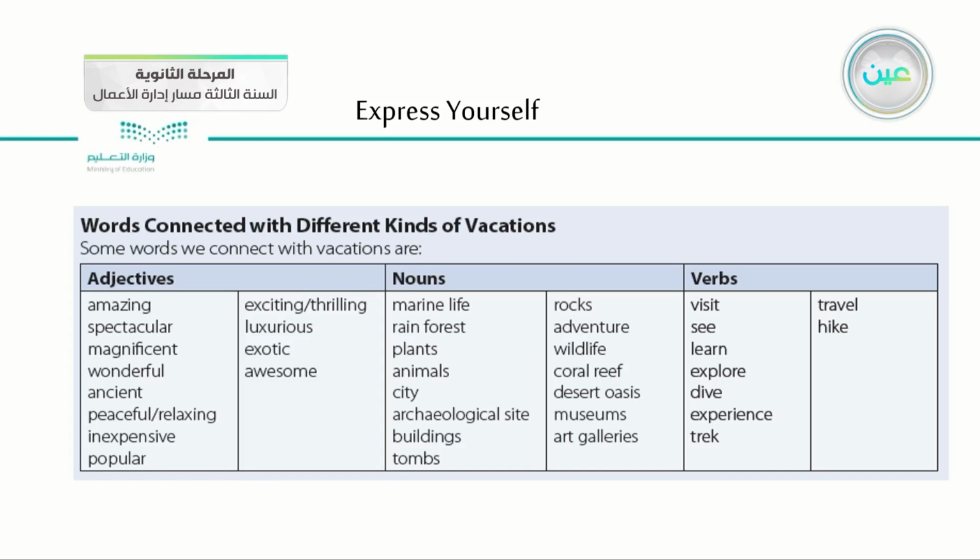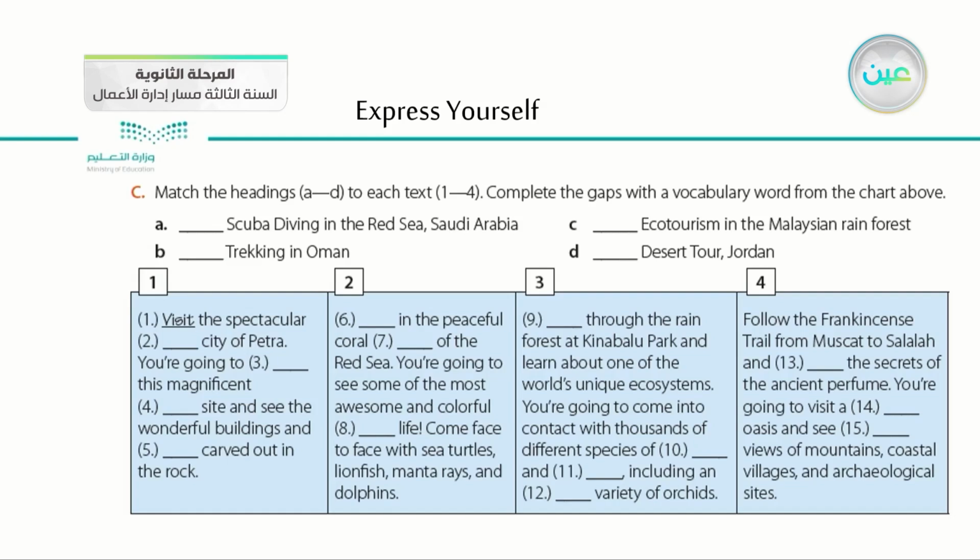So this is a very important list. You have to know them all. And it's divided into adjectives, nouns, and verbs. So try to think about them and know their meanings. As you see here, we have an exercise related to the recent topics that we have discussed. Let's go over it together. Match the headings A to D to each text 1-4. Complete the gaps with a vocabulary word from the chart above. Here we have 1, 2, 3, 4 charts, and as you see, we'll link them with the sentences or statements here. Let's see it together, guys.